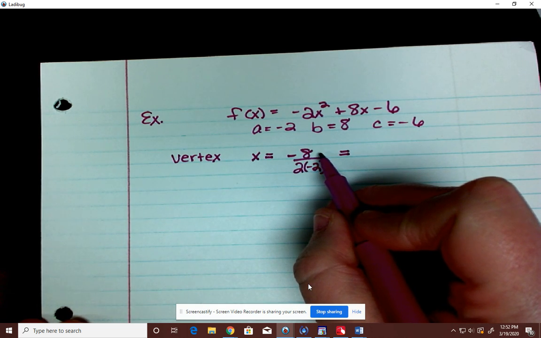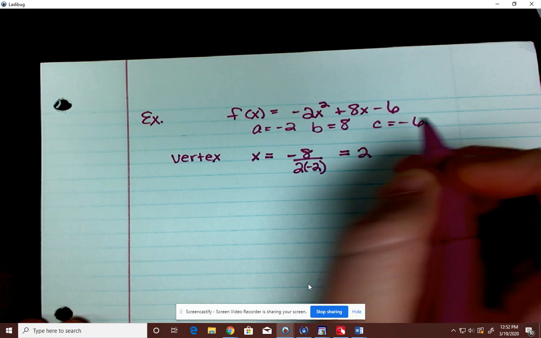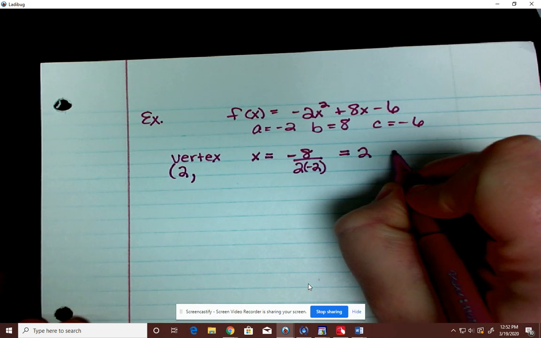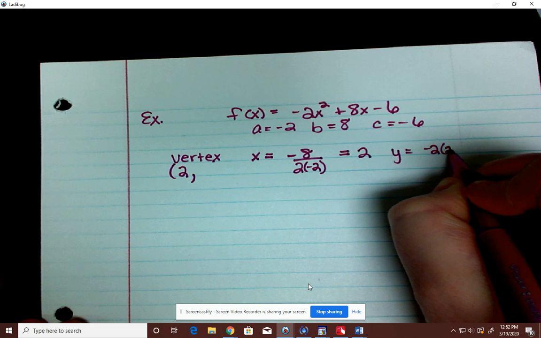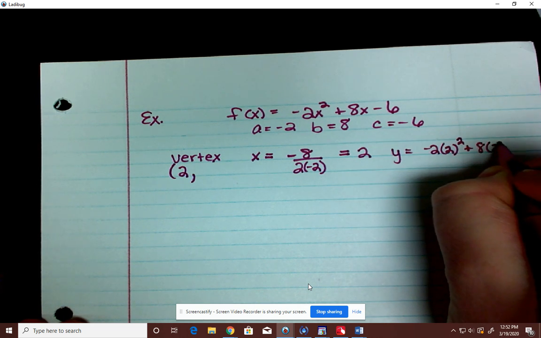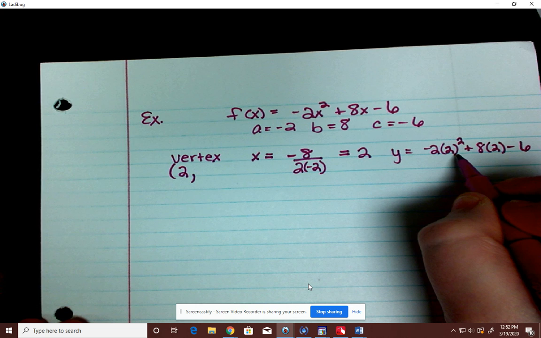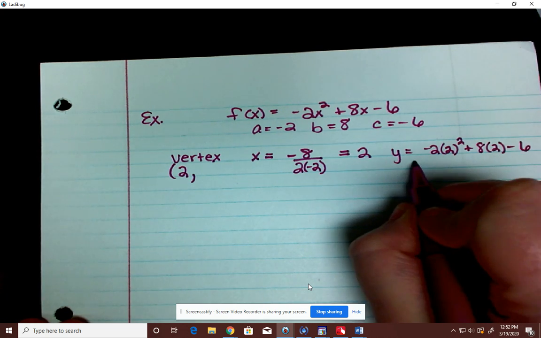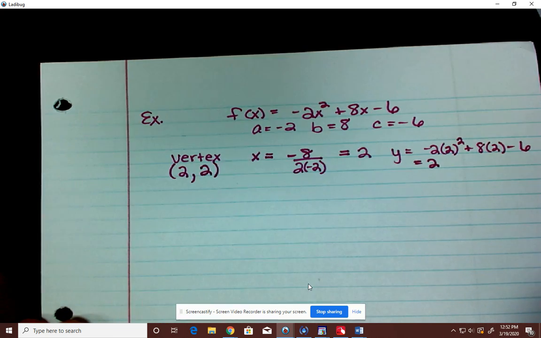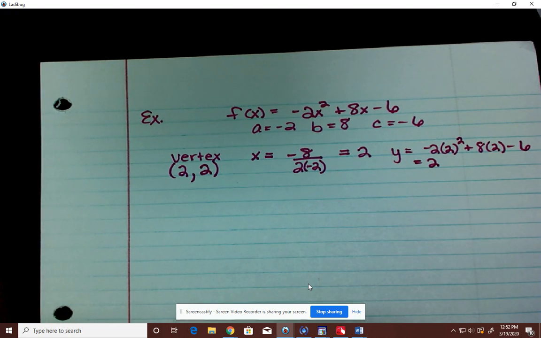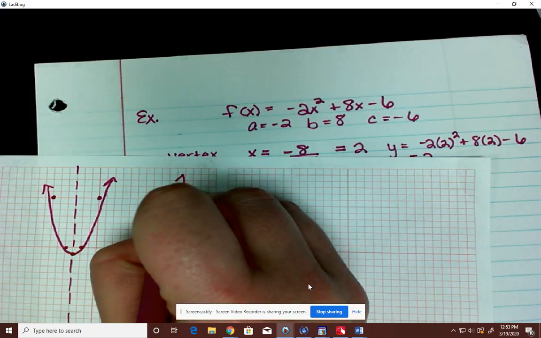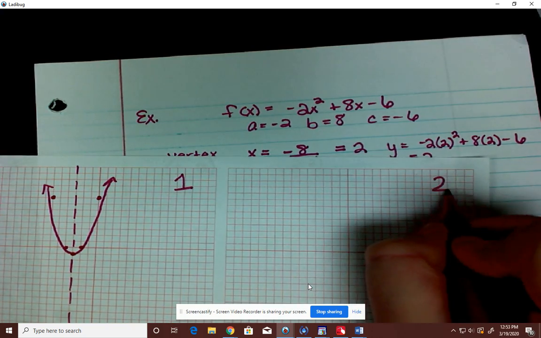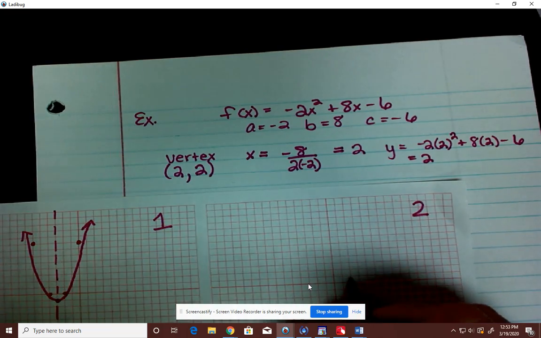So that's going to give me +2. Then I'm going to plug in 2, and I get 2. So the vertex is at 2, 2. So I'll get my graph paper here. This was example 1 that we did earlier in the other video. This is 2. So the vertex is at 2, 2.